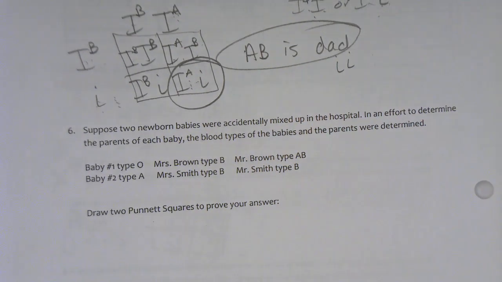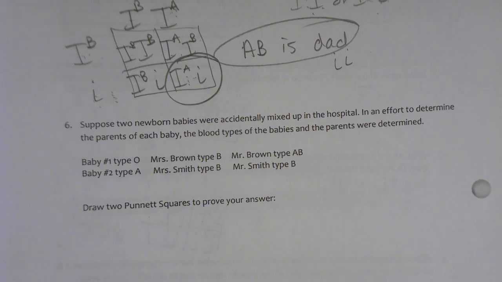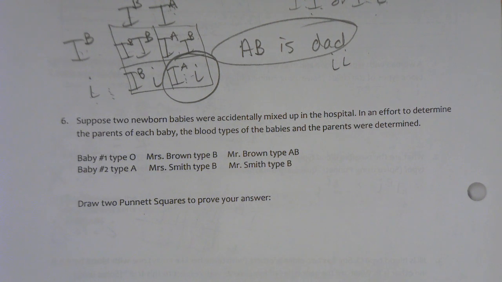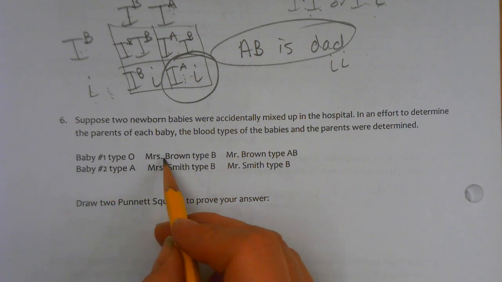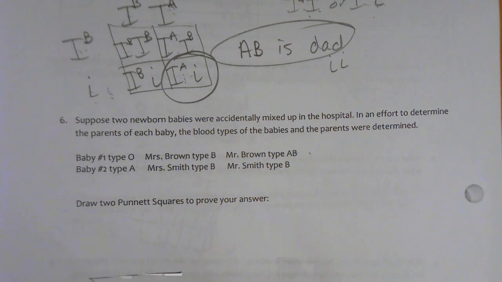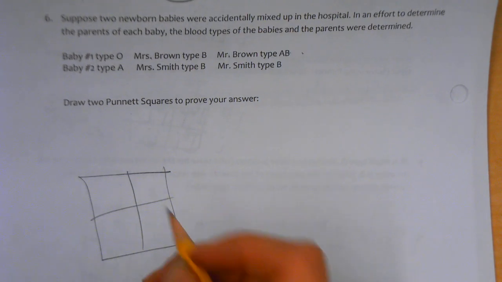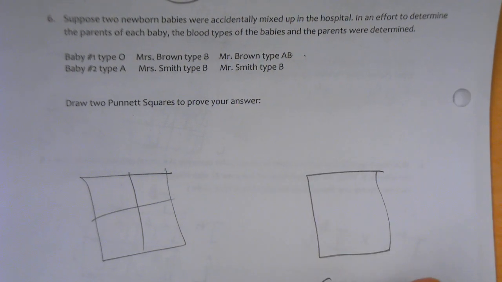All right, suppose two newborn babies were actually mixed up in the hospital. In an effort to determine the parents of each baby, the blood types of the babies and the parents were determined. So, Mrs. Brown is type B, Mr. Brown is type AB. So let's make a Punnett square for the Browns. And let's make it so you can see it. And we'll make a Punnett square for the Smiths.